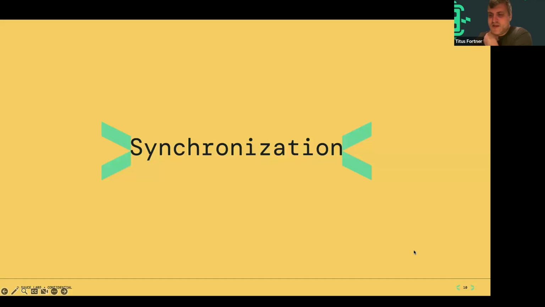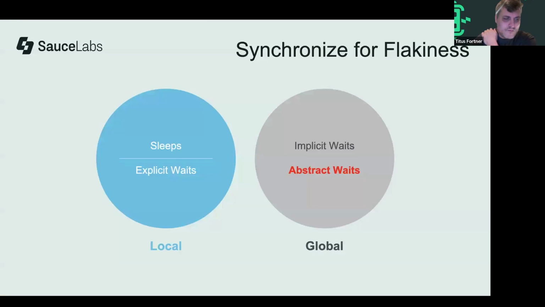Synchronization, this is the main one when we talk about flaky tests. Almost every time this is the issue. And then there are easy ways to address this and hard ways to address this. I break up the synchronization strategies into four different pieces. Two of them are local solutions, two of them are global solutions.